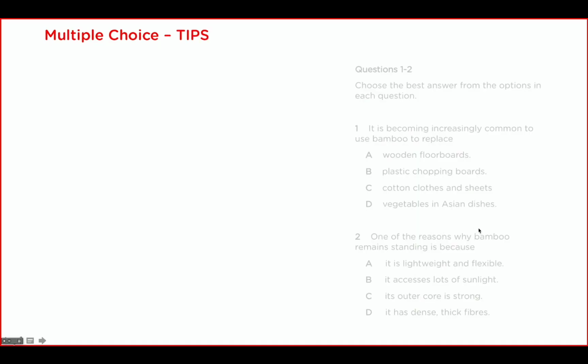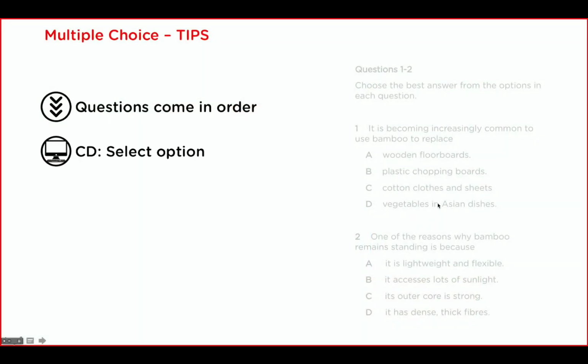Okay, let me give you some tips. So the questions come in order. That is, the answer to question 1 will be located higher in the text than question 2. If you're taking the computer delivered test, you'll just select the option. It'll be like a little radio button. You just click the option.